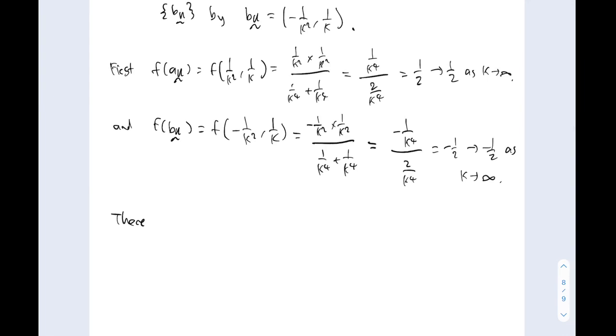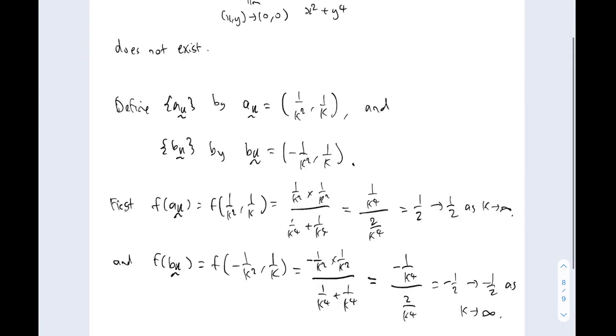So, therefore, since the limit as k goes to infinity of f of ak is not equal to the limit as k goes to infinity of f of bk, the original limit does not exist.